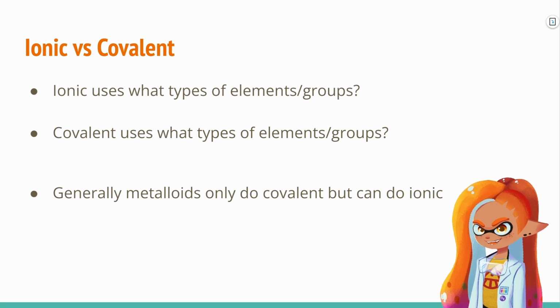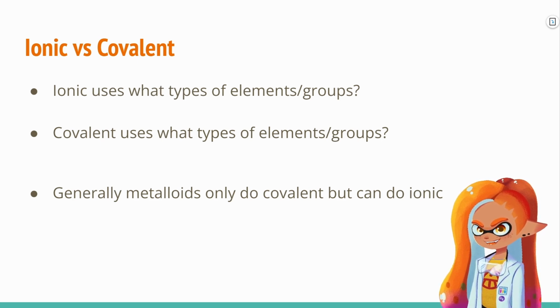Okay, so ionic and covalent. Well, which one's which, right? So, what type of element uses ionic? Let's see if you remember before I answer, so I'll take a little pause. Okay, so ionic usually uses metals and nonmetals together. Or, since it says groups, polyatomic ions. So you either have a metal and a nonmetal together, or you have a polyatomic replacing the metal, or a polyatomic replacing the nonmetal.